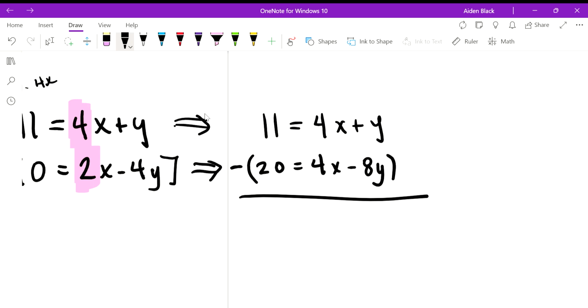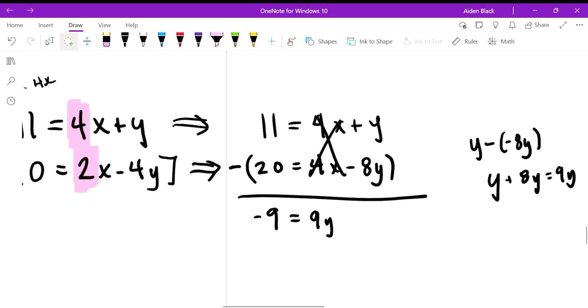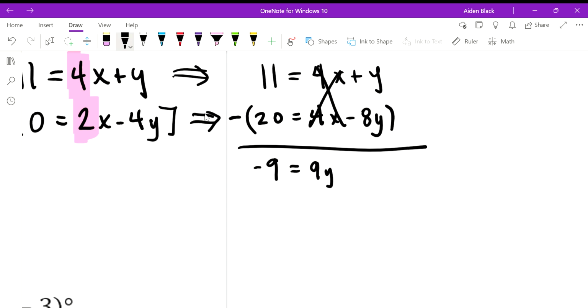11 minus 20 is negative 9. 4x minus 4x is 0, so those cancel. And then y minus negative 8y is y plus 8y, which is 9y. I'm just going to write this on the side. Y minus negative 8y is y plus 8y, which equals 9y. Just a little side note there. Okay, in this case, I divide by 9, and I get y equals negative 1.